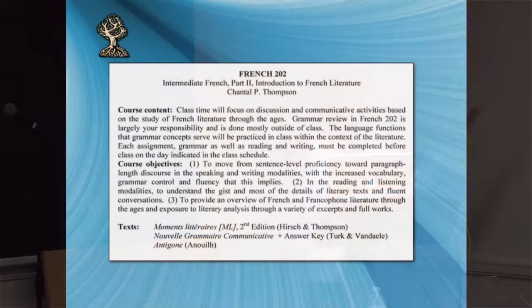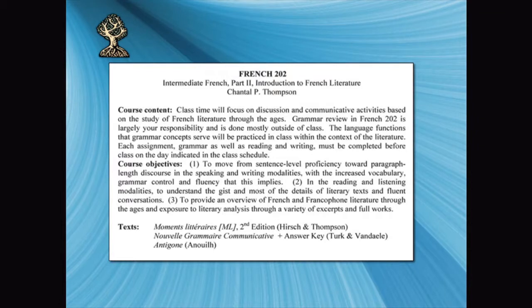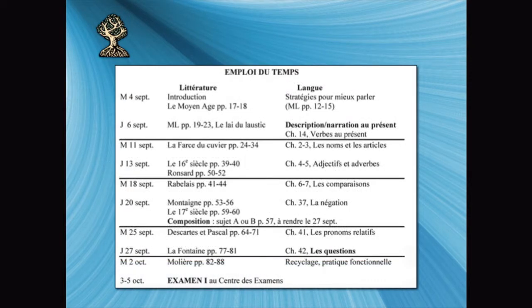All right, so you have to think about what's your priority. This is our 202, and if you teach French and you want a copy of this, I can easily send it to you. What do we work on? You see that in bold in the column on the right. First, description, narration in the present. Then all these literary texts, we handle it with that function in text type.